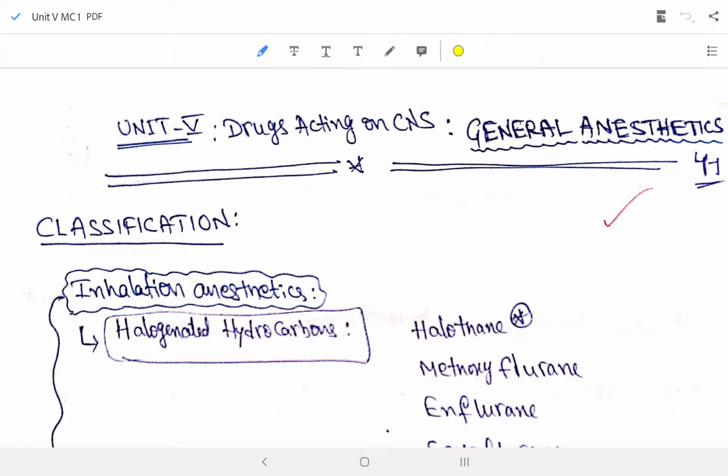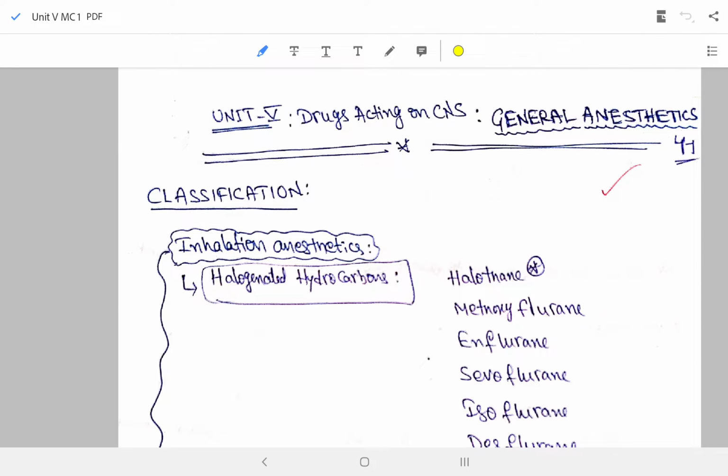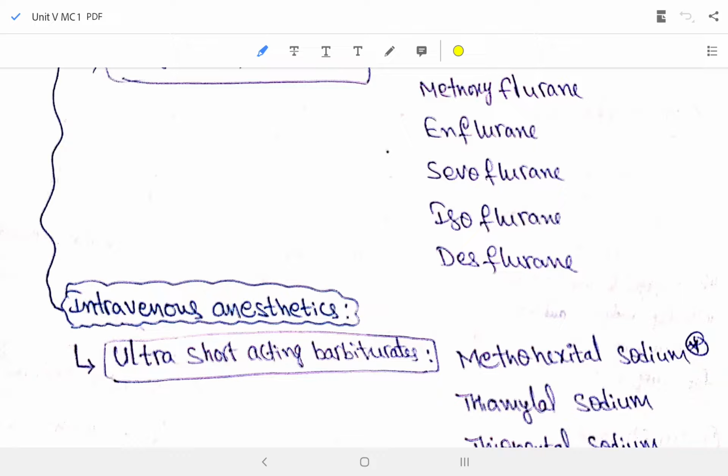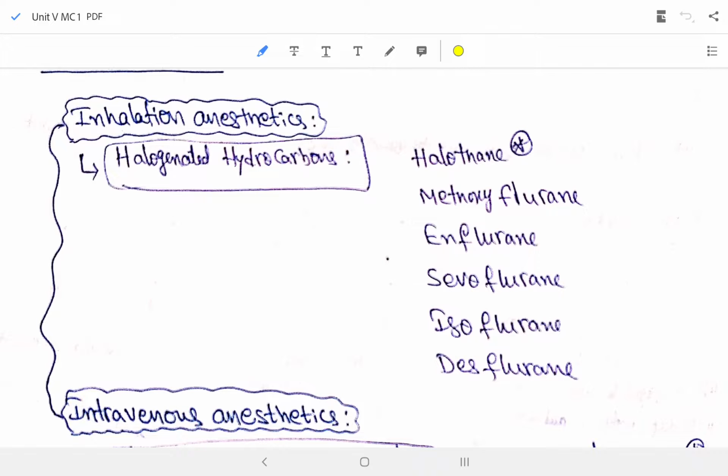As usual, we need to learn the classification first. Let us see the classification of general anesthetics. General anesthetics are categorized into inhalational and those which are given by intravenous route. So these are classified on the basis of route of administration. Inhalation means these anesthetics are given by inhaling in. Okay. So the category of the drugs are halogenated hydrocarbons.